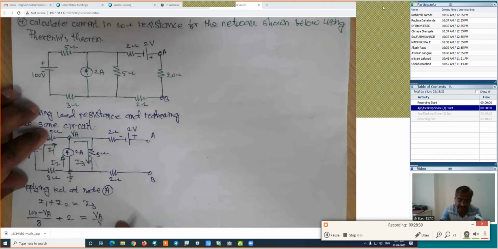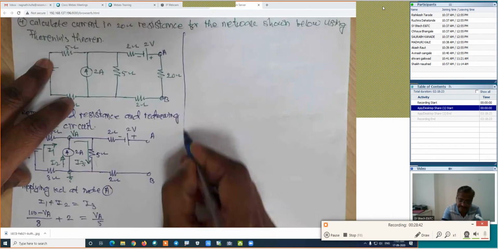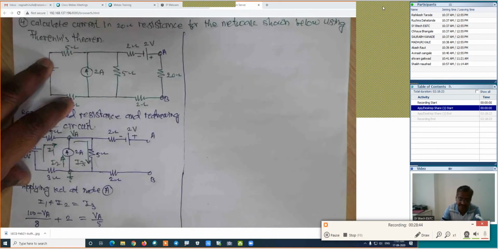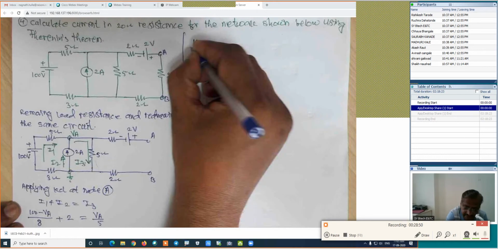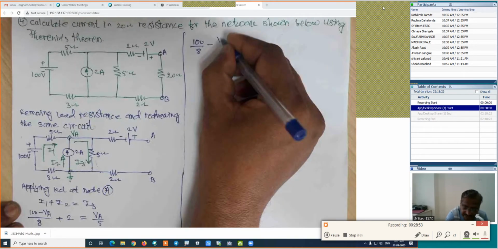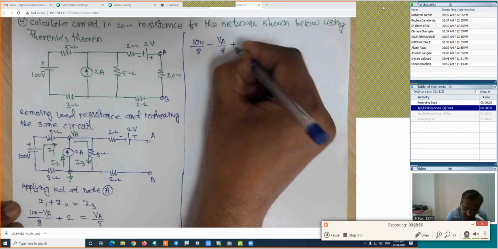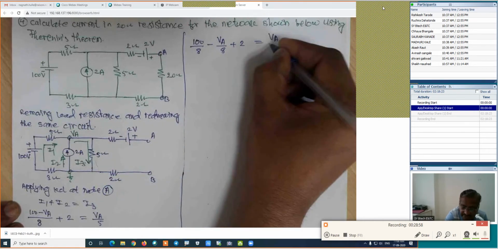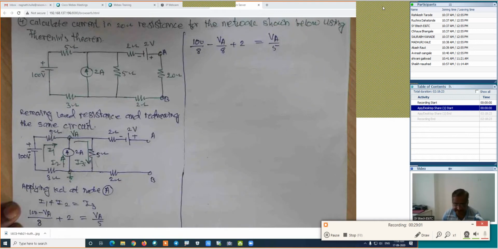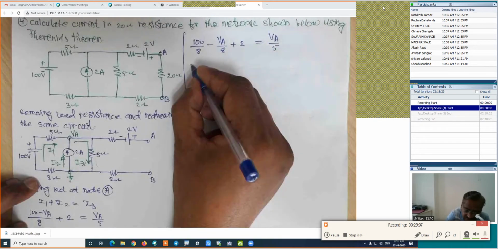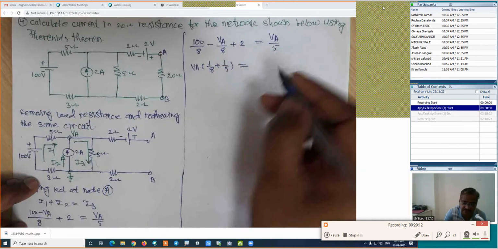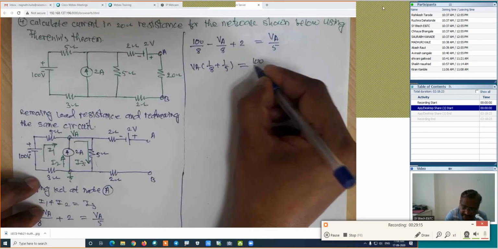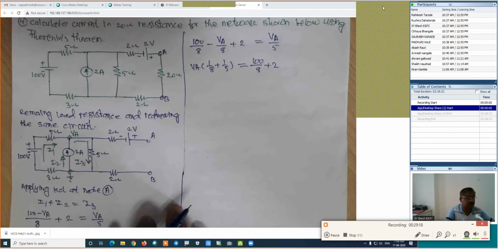If we know this equation, then we can find out the potential VA. If I am simplifying this equation, it is 100 divided by 8 minus VA divided by 8 plus 2, which is equal to VA divided by 5. Is it right? Now if we are shifting VA to the other side, how will the equation be? I will take VA as common. It is 1 by 8 plus 1 by 5, which is equal to 100 divided by 8 plus 2. Find out both values.